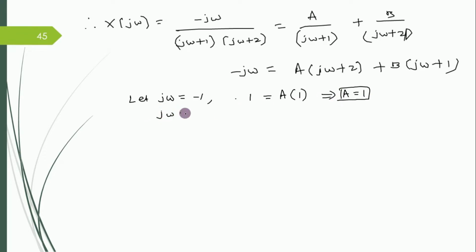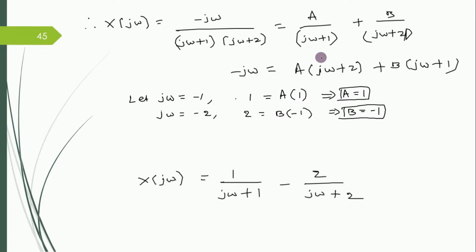Similarly, if we substitute j omega is equal to minus 2, a vanishes. So minus of minus 2 is 2 is equal to a vanishes, b into minus 2 plus 1 is minus 1. Hence b is equal to minus 2 is the answer. So with this we shall write the value of a and value of b. In place of a I am writing 1, in place of b I am writing minus 2. So this is the value.